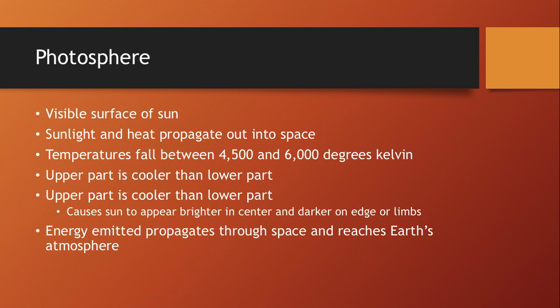So the upper part of the photosphere is much cooler than the lower part, and this causes the sun to appear brighter in the center and darker on the edge, or the limbs, of the sun. Energy that is emitted propagates through space and reaches Earth's atmosphere to give heat and light.